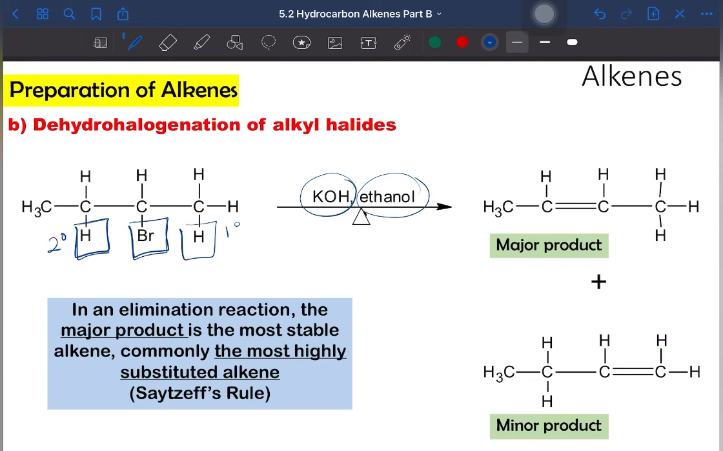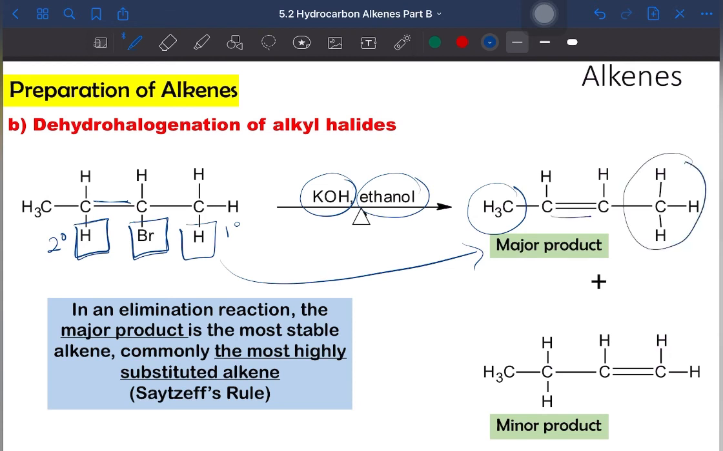You know that if we want to form the major product, we have to eliminate the hydrogen that is of the higher class. So we eliminate the secondary hydrogen to form the double bond here, so that we can form the major product. This major product has two alkyl groups attached to the carbon-carbon double bond.